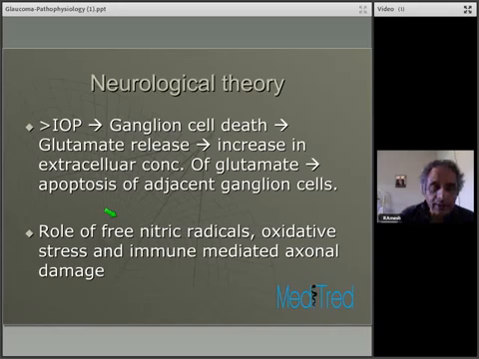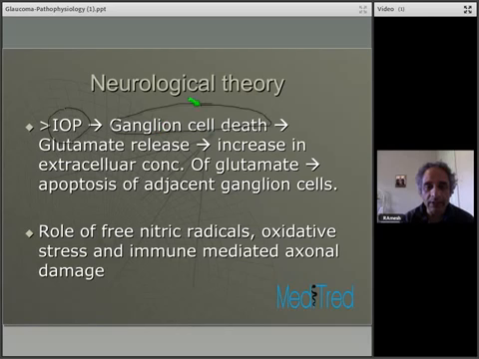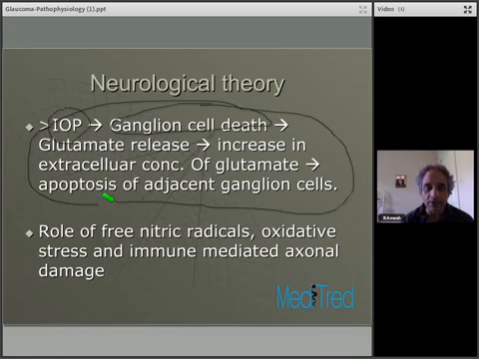The neurological theory goes like this. Elevated IOP, which is the initial insult, leads to ganglion cell death. When the cell dies, it's going to spit out glutamate, which is the normal excitotoxin that's located in the cell. Now that the cell is dead, it's going to spit out the glutamate into the surrounding environment. Increase in the extracellular concentration of glutamate leads to apoptosis of the adjacent ganglion cells. And I'll explain this to you in a little more detail in the next few slides. There's a role of free nitric radicals, oxidative stress, and immune-mediated axonal damage that play a role in this neurological theory.